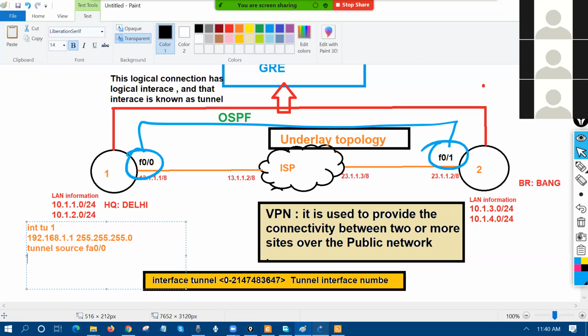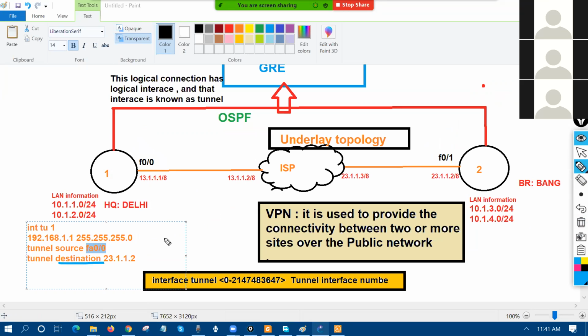On our own router, the destination will be 23.101. For the source, I can put either the IP address or the interface number. If you just put the interface number, what happens? It will take the IP address from that interface. But once you define the tunnel destination, you always need to put the IP address, because I don't know the interface number of router number 2, right?